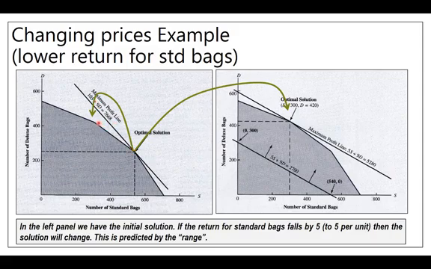And it turns out if you exceed those and go to something like 5S plus 9D, then you jump from this corner up to this corner. Obviously the objective is now lower because one of the things we were producing went down in price, and here's a new parallel line that sits interior. So if the return for standard bags falls by 5 to 5 per unit, the solution changes, and that's something we can predict by the range.